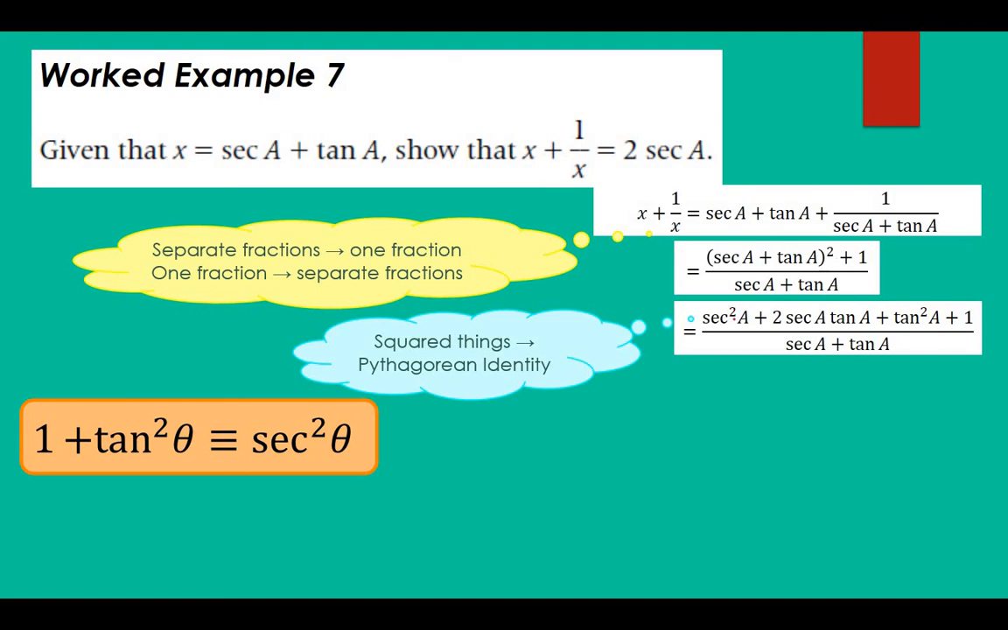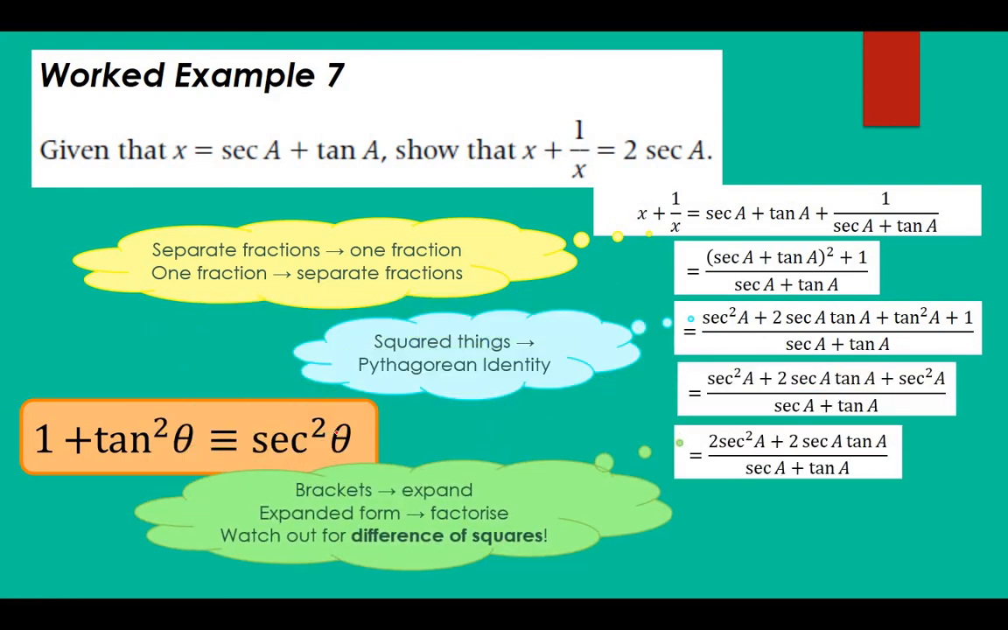Now once we've got some squared terms, we can use a Pythagorean identity, and we look for the one that involves tan or sec. And if you look here at the end, we've got tan squared a plus 1, so we can use one exactly as it's presented. Now we can combine the sec squared a's.